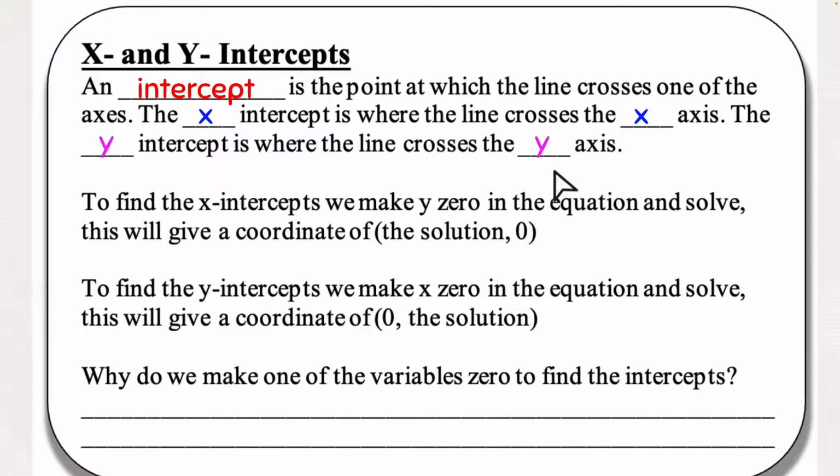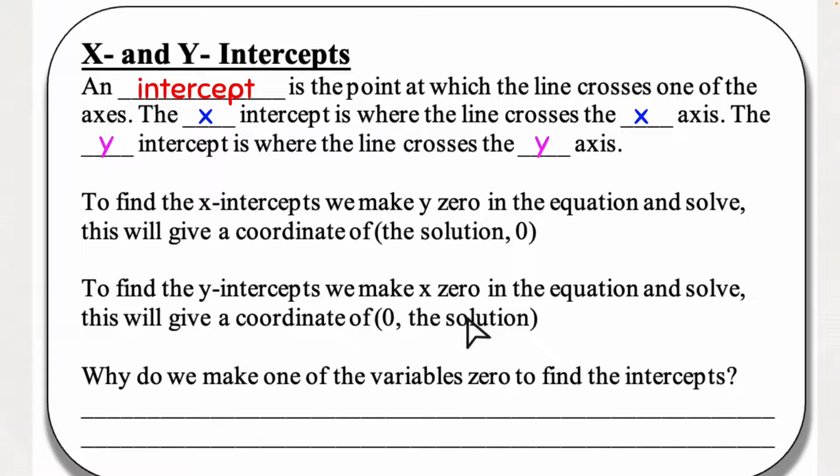To find the x-intercept, we make y 0 in the equation and we solve it. This will give a coordinate of the solution, whatever we got there, and 0, because we made y 0, so we automatically know it's 0, and we have to solve to find out what x is going to be. And to find the y-intercept, we make x 0 in the equation and solve, and we'll get the coordinate 0, because x is now 0, and then the solution for the y-intercept.